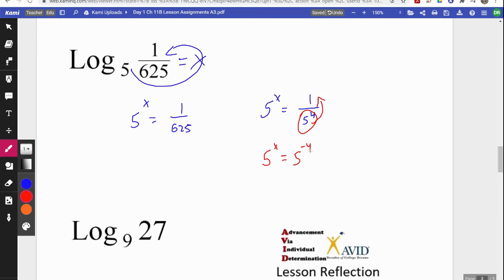Now it should really jump out at you. We have an equal sign. That means the left side is equal to the right side. We have 5 equals 5. They both have exponents, x and negative 4. 5 to the x equals 5 to the negative 4. X has got to be negative 4. Everything else is equal, and we have an equal sign. So therefore, we can evaluate this as negative 4.